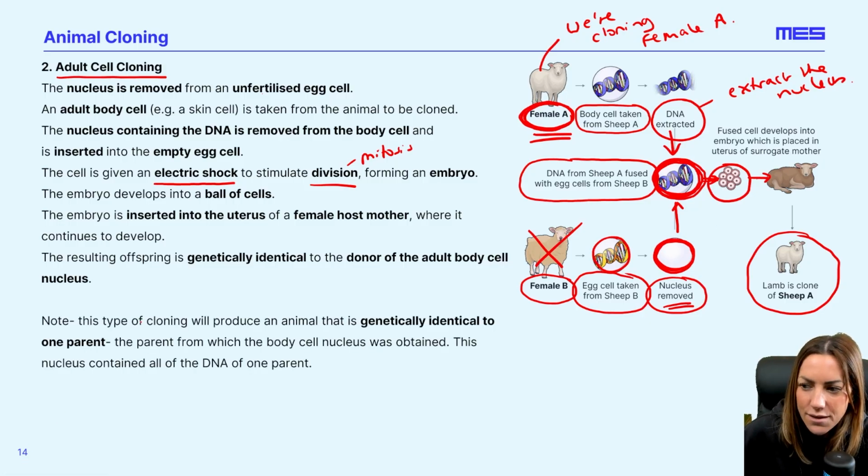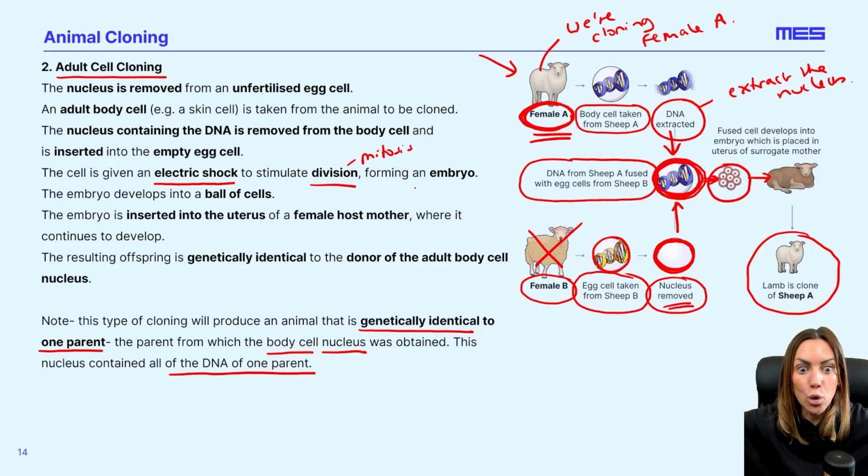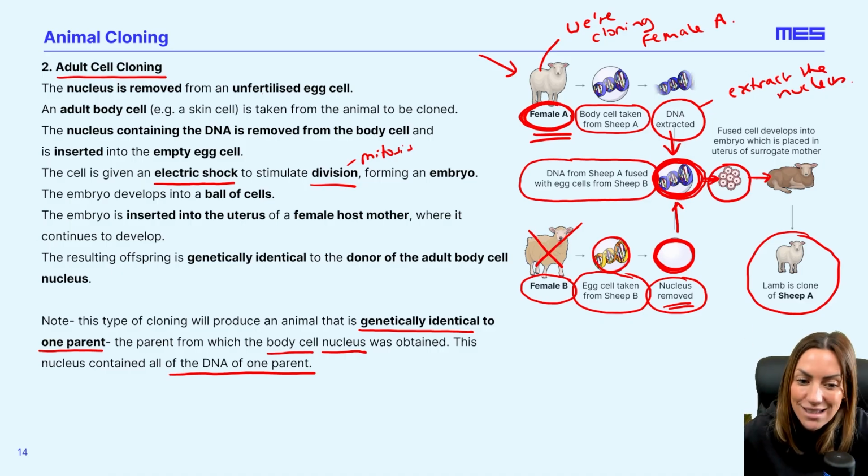So note the type of cloning here, adult cell cloning, will produce an animal that is genetically identical to one parent, the parent from which the body cell was taken and the nucleus of the body cell was obtained. This nucleus contained all the DNA of this one parent. So the offspring here is a clone of an adult animal. We call it adult cell cloning because we took a cell from an adult animal, we used the DNA, we cloned that animal.